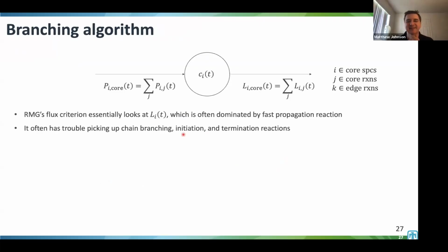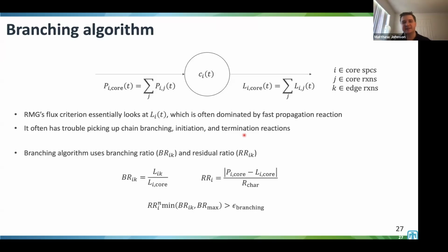Now we're going to get towards something a little bit more complicated, and this is called the branching algorithm. RMG's flex criterion, if we look at some species I that has some concentration in the reaction mechanism, has some production flux that's producing it and some loss flux that's consuming it. RMG's flex criterion focuses heavily on both this loss flux and this production flux. These tend to be dominated by these fast propagation reactions, which has trouble picking up the lower flux chain branching, initiation, and termination reactions.